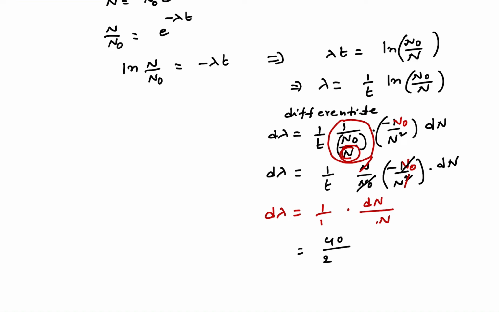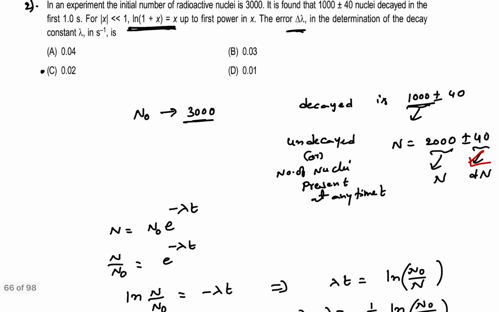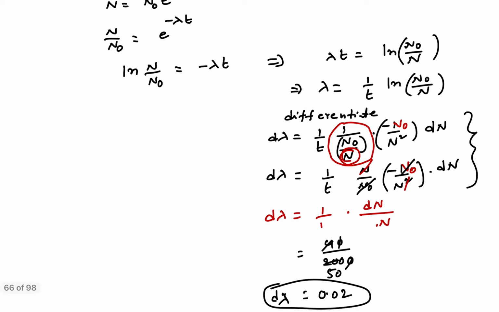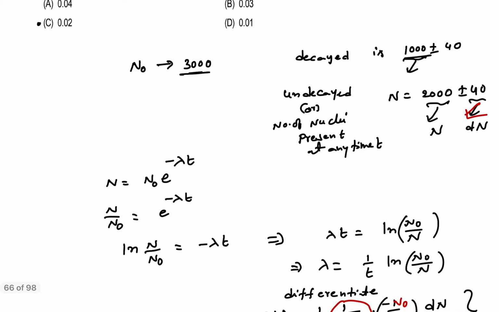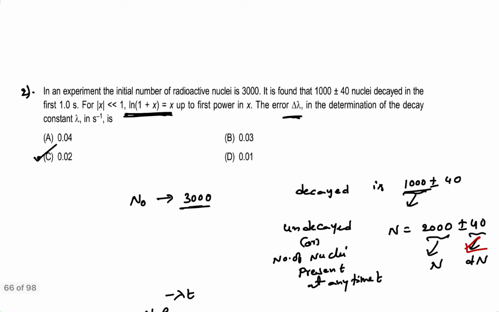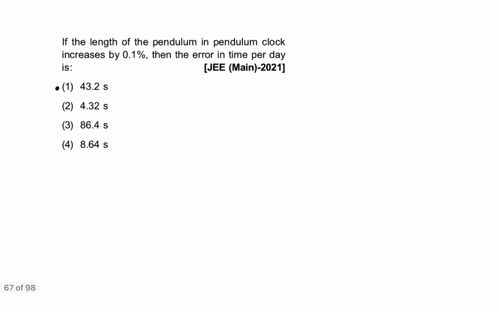Now you can see the relation: t is 1 I have written already, dN is 40, the N value present is 2000, 40 gets cancelled, we can write it as 50 times, and dN value already written, so finally you will get 0.02. This is my d lambda value. The calculation part we can do; this is the only process, observe carefully how I have done it. C option is the correct option.